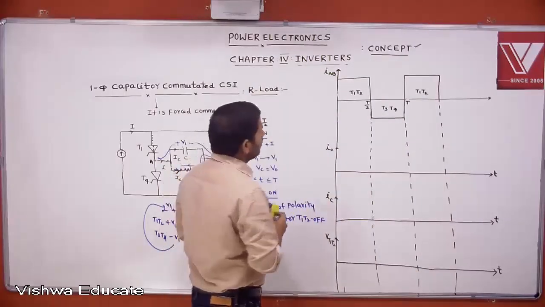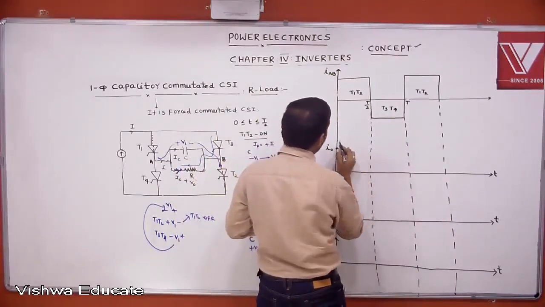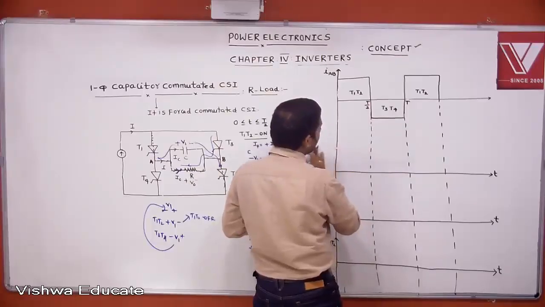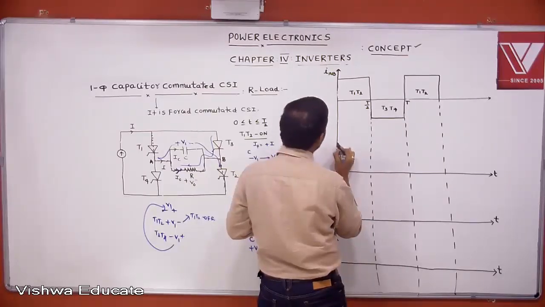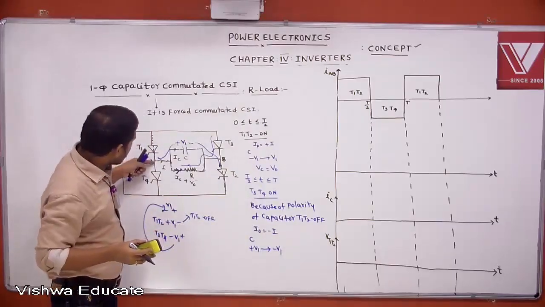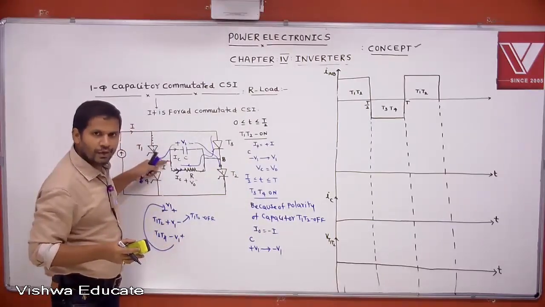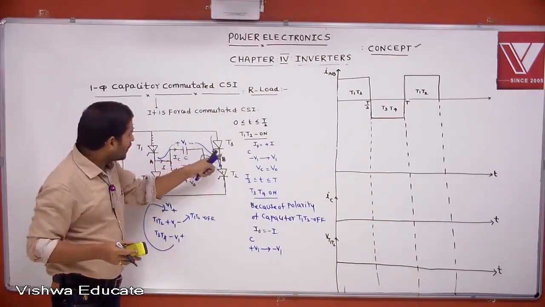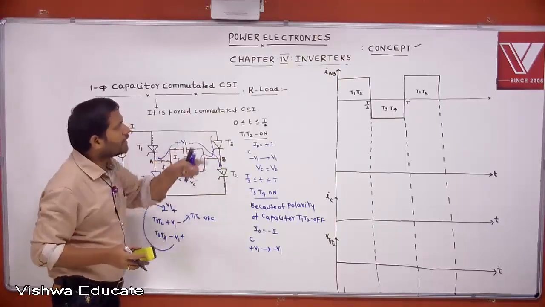Okay. Now we can draw the voltage across the load waveform. This is IAB waveform now. When T1, T2 is conducting, current is in this direction, A to B. When T3, T4 is conducting, it is B to A. That's why I take a negative.